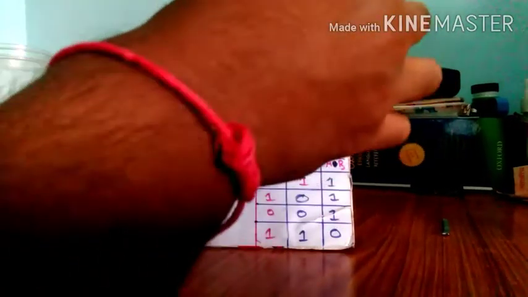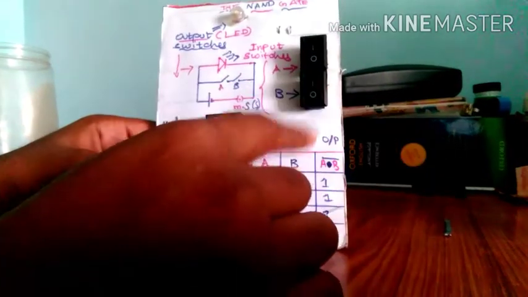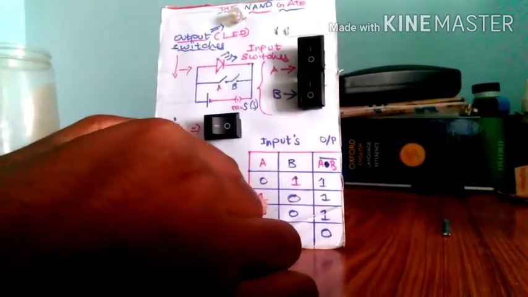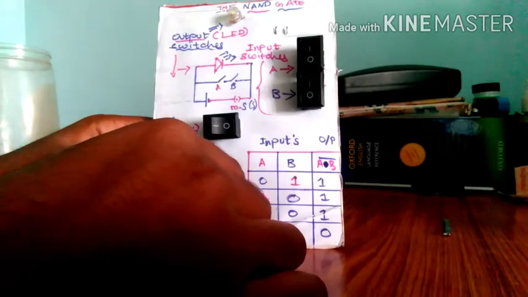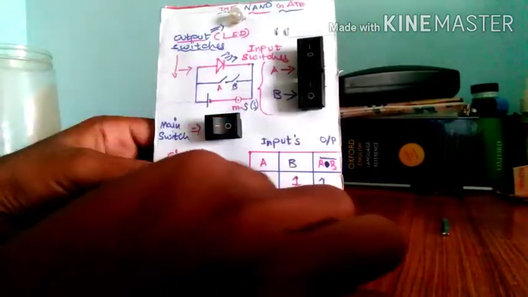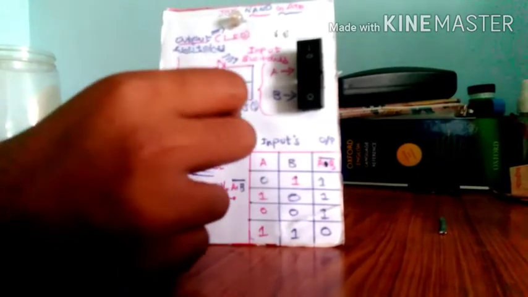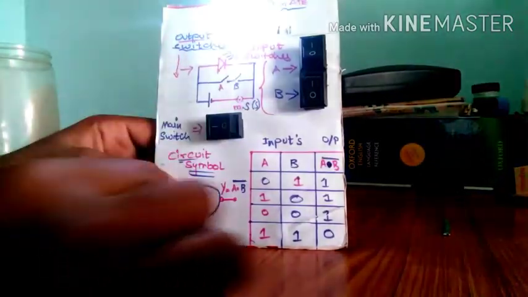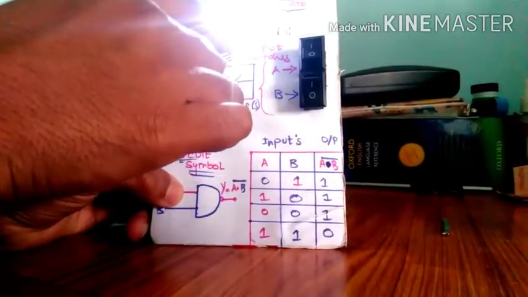And again, both are off now, and when you take A 1 input and B 0 input, thus A 1 and B 0, thus turning on the main switch, again the output is 1 as the LED is brightened up.